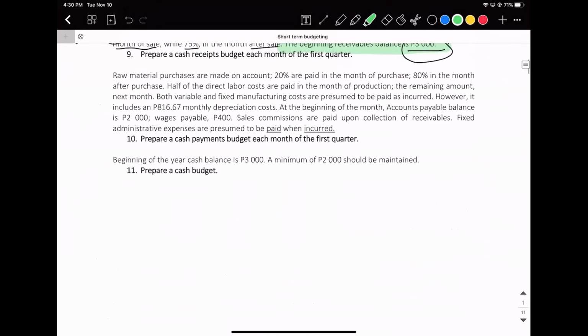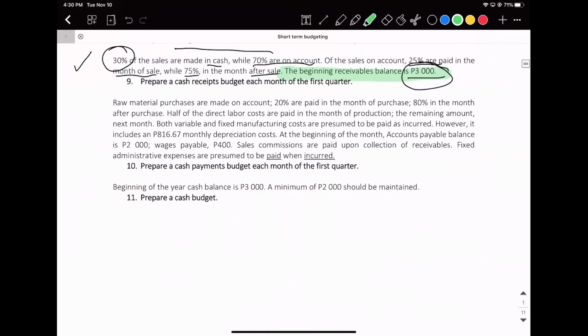So anyway, cash payments. Ito yung medyo isa pa sa mga madugo, yung cash payments. Raw material purchases are made on account. Ayan, nakita nyo. 20% are paid in the month of purchase. 80% in the month after purchase. Half of the direct labor cost are paid in the month of production. And then the remaining amount next month.